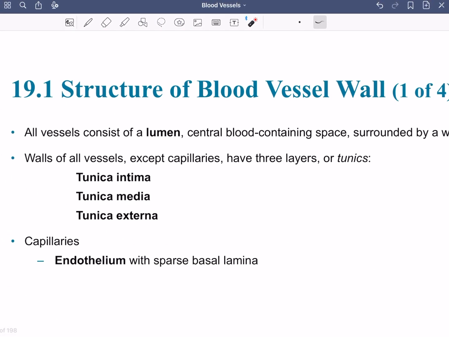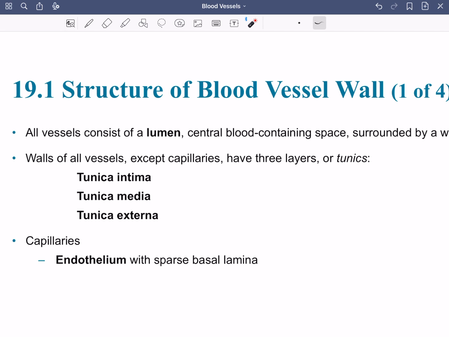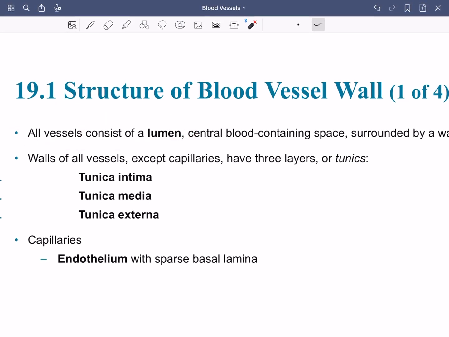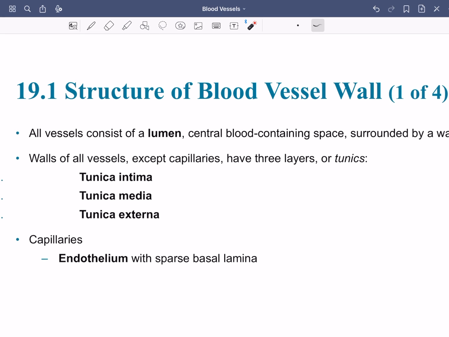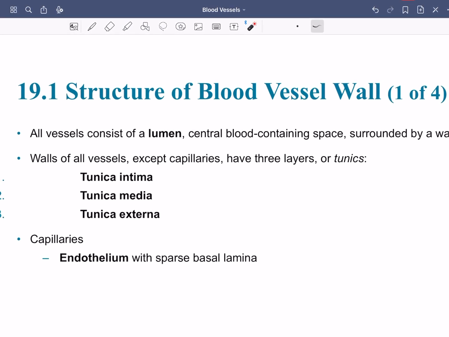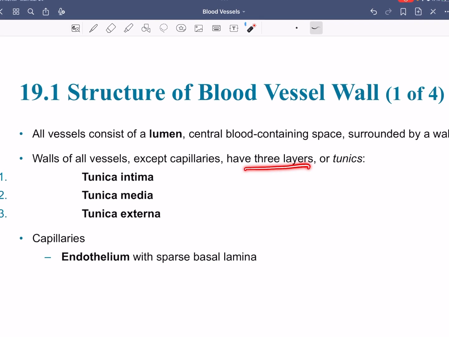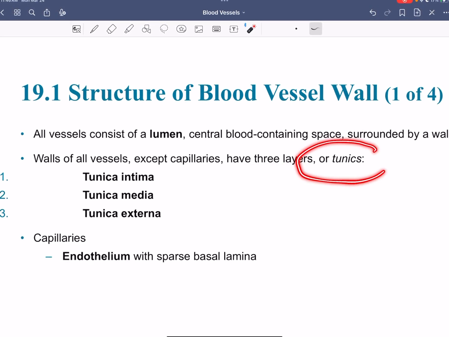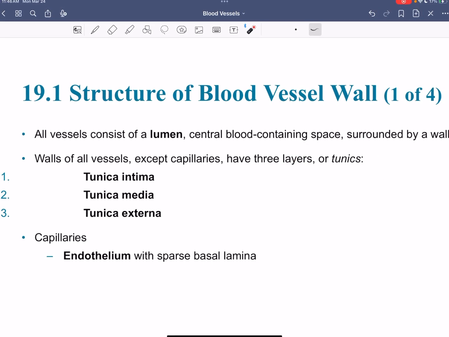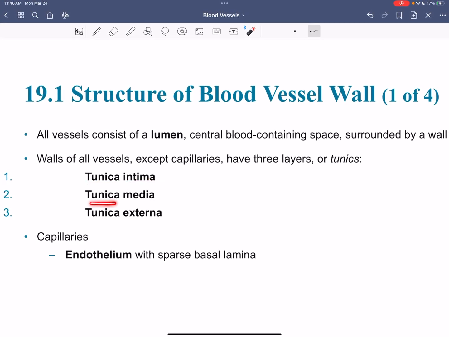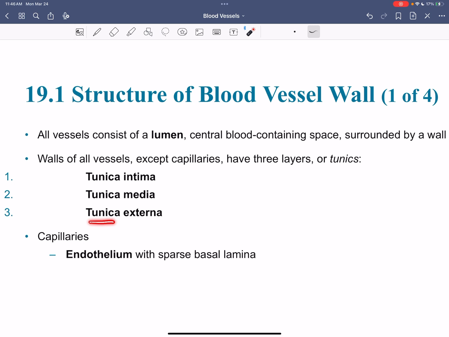So let's start looking at a blood vessel. So all blood vessels have a lumen. That's that central area that the blood travels through, and it's surrounded by a wall. Walls of all vessels, except for the capillaries, have 3 layers. Now, the fancy name for layers is tunic. So we're going to see it's called tunica interna, the internal layer, tunica media, the middle layer, and tunica externa, the outer layer.